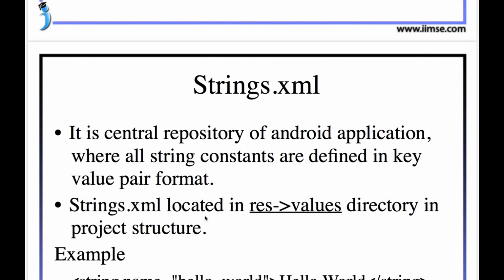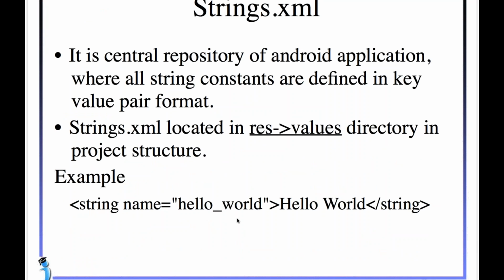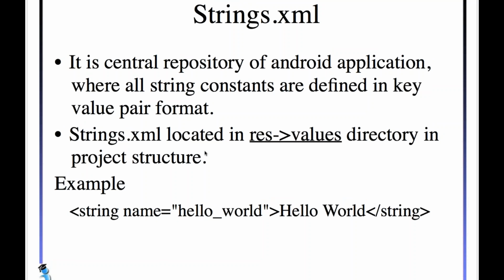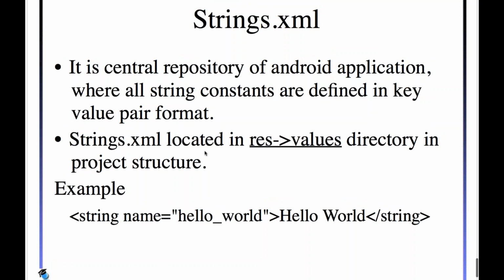We add some key value pairs in our strings.xml like this. The string is the element and name is the attribute. hello_world is the key and Hello World is the string. This strings.xml file is located in the res/values directory in the project structure, and you can add many more string key value pairs as per your requirement.